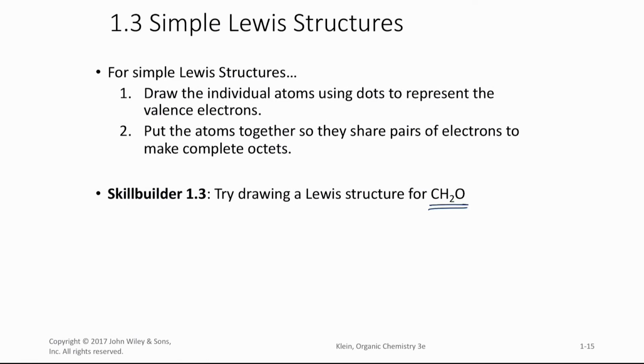So for example, let's try drawing CH2O. We know that carbon is a group 4A element, so it has 4 electrons. Hydrogens, there are 2 of them, so hydrogen and hydrogen. Oxygen is a 6A group element. Now let's start with carbon arranged around the hydrogens first. So carbon with hydrogens. Now, oxygen.